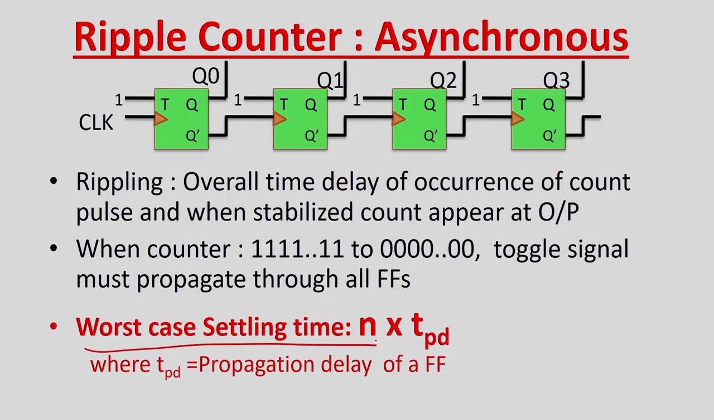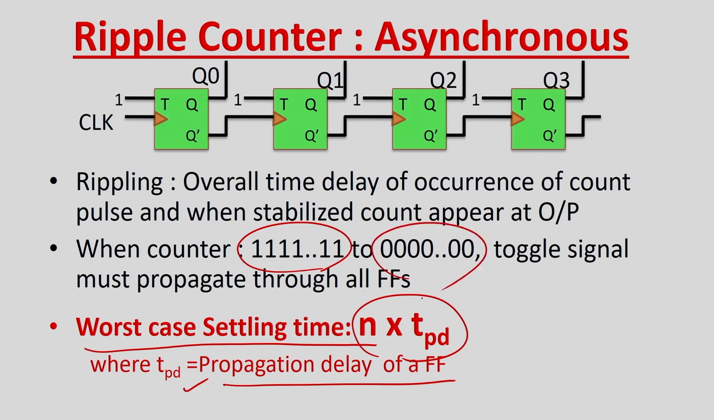In a ripple carry counter, in the worst case, the clock skew may be n times the propagation delay of a flip flop, where TPD is the propagation delay of the flip flop. Suppose you are building a very big counter, not a 4 bit or 8 bit counter but an n bit counter. For an n bit counter, this ripple carry clock will be very difficult to manage, which is not good.